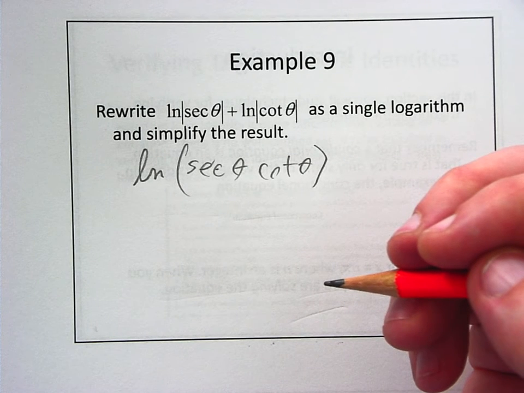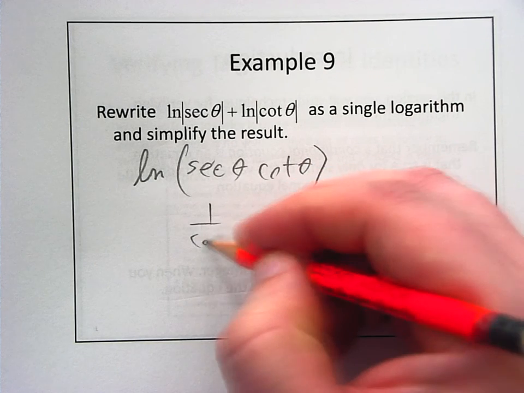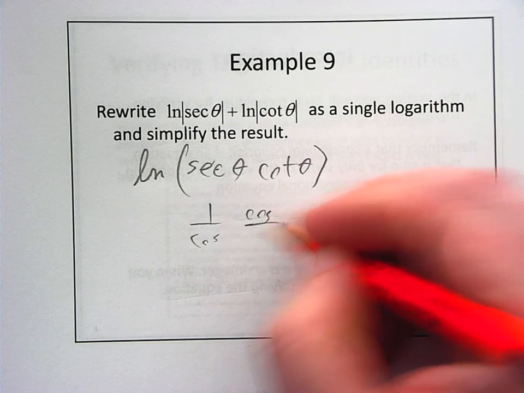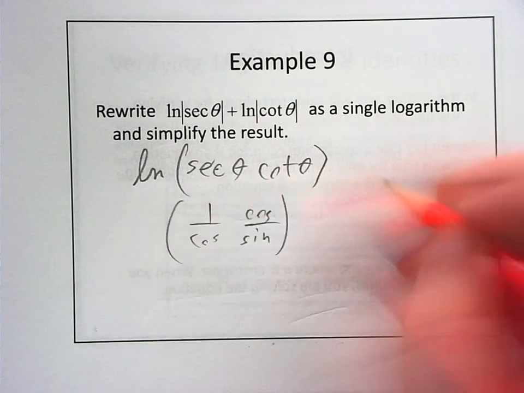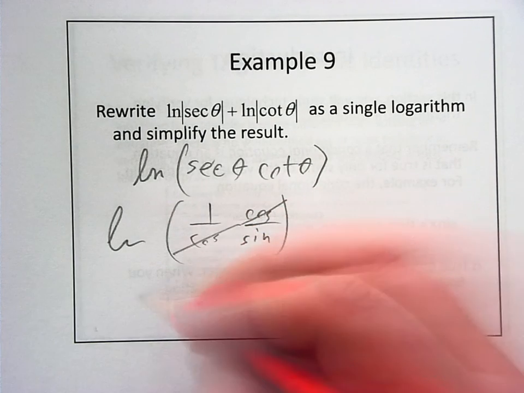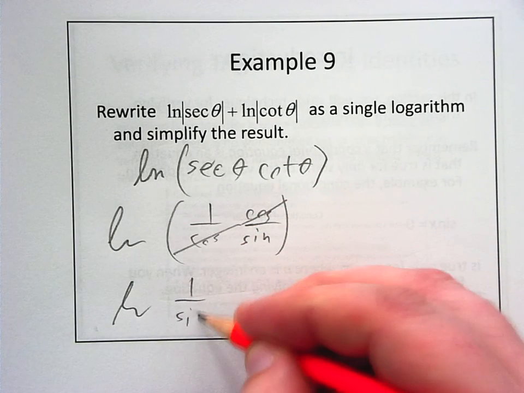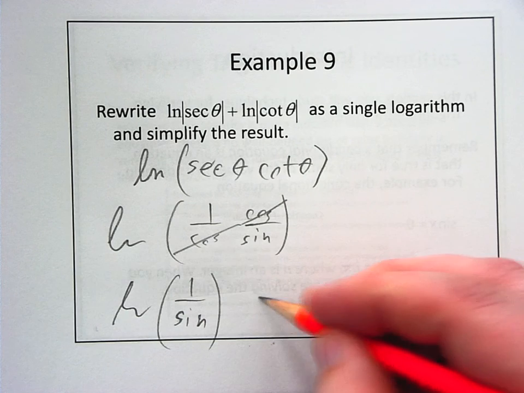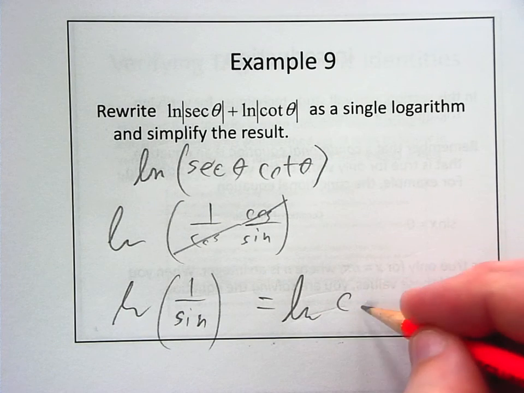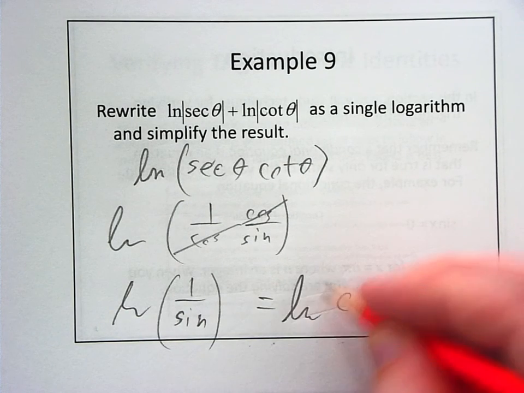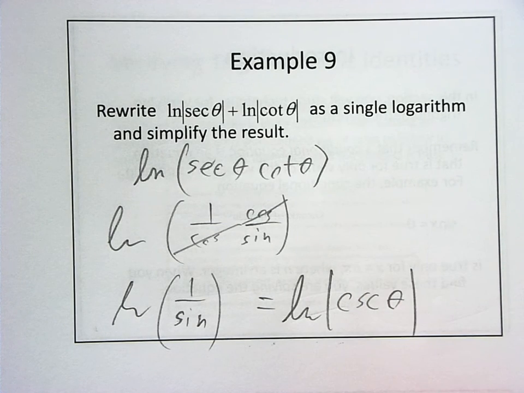And secant is 1 over cosine. Yep, secant's 1 over cosine. Cotangent is cosine over sine. And then the cosines cancel out. Cosines are gone. You're left with the natural log of 1 over sine, and 1 over sine is cosecant. So this would be natural log of the absolute value of cosecant theta.